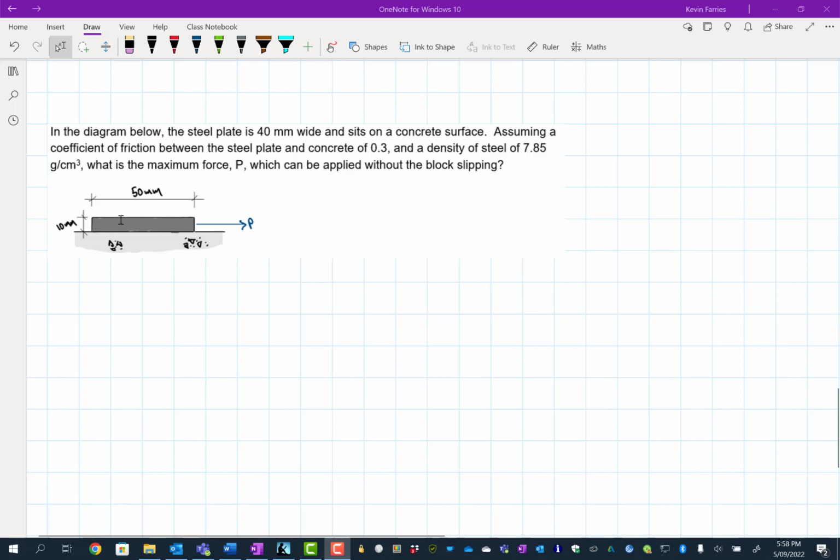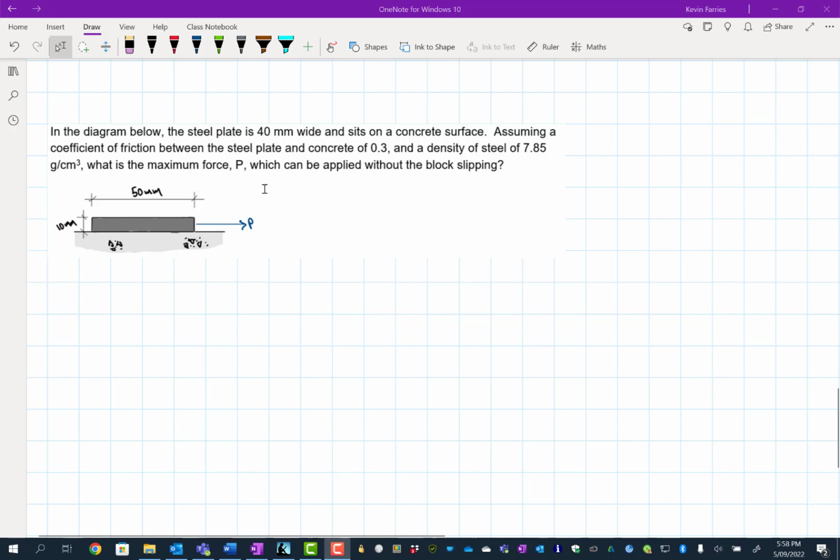So with this example, we've got a steel plate. We're applying a horizontal load or horizontal force to that. And we've got to figure out the maximum force before this plate starts to slip. So we're talking about a static friction problem. So looking at static friction.